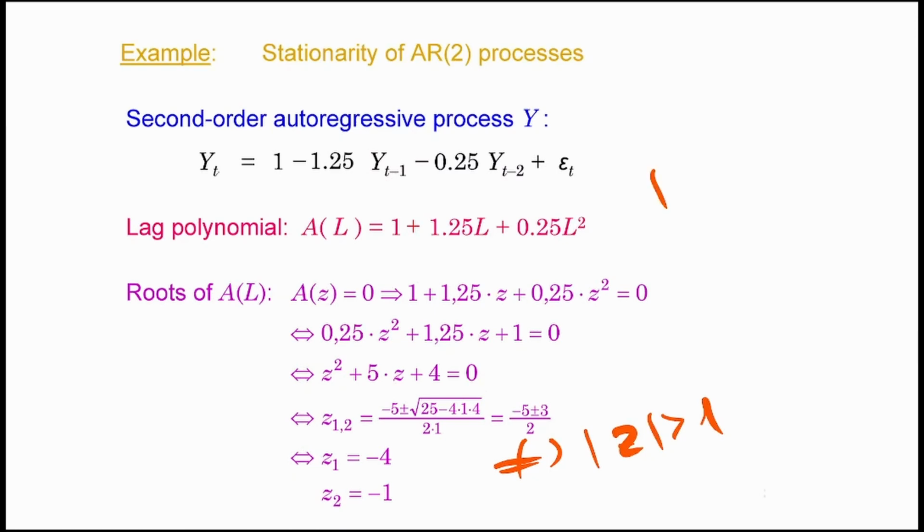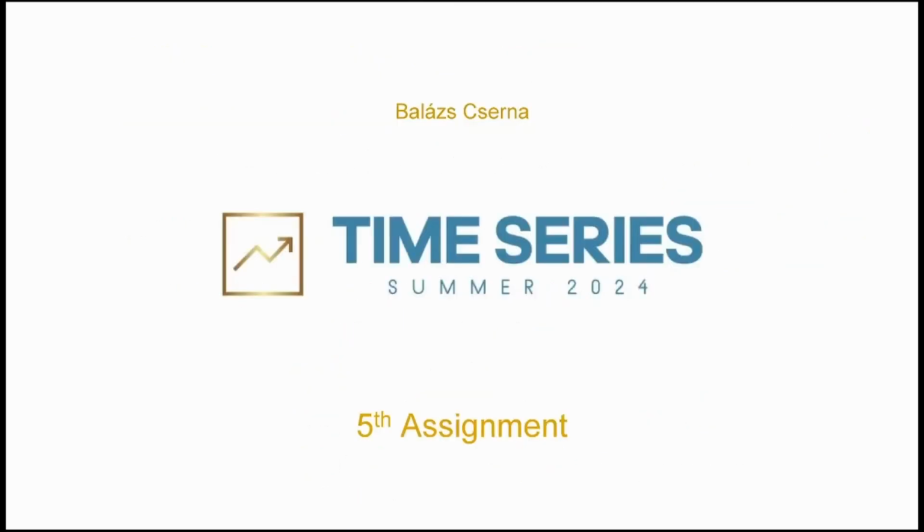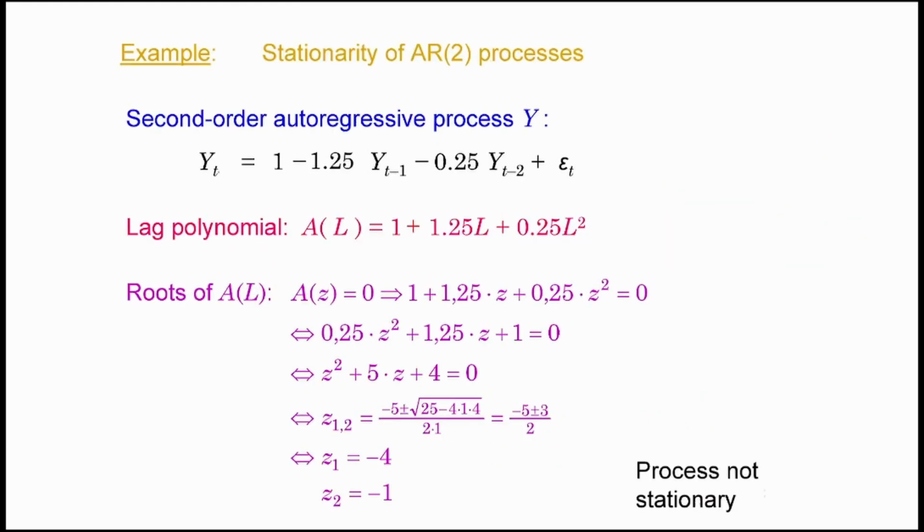Keep in mind, guys, that the absolute value of the second root, which is equal to the absolute value of minus 1, is equal to 1, and 1 is not greater than 1, of course. So not all roots have absolute values greater than 1. Therefore, the process is not stationary. Is it clear, guys? So you just need to find the roots of these polynomials.